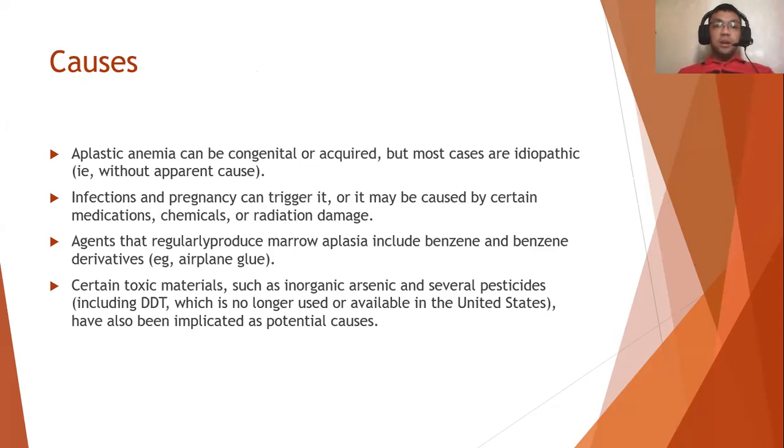Aplastic anemia can be congenital or acquired, but in most cases they are idiopathic. So the cause of this type of anemia is unknown. Infections and pregnancy can trigger it, or it may be caused by certain medications, chemicals, or radiation damage. Agents that regularly produce marrow aplasia include benzene and benzene derivatives, such as airplane glue. Certain toxic materials, such as inorganic arsenic and several pesticides like DDT, which is no longer in use in the US, also have been implicated as potential causes of aplastic anemia.